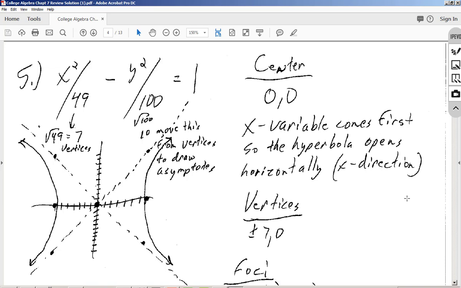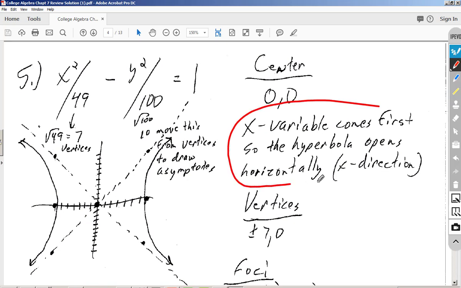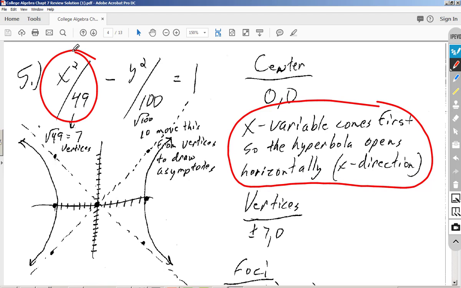So whichever variable comes first, that's the direction that the hyperbola is going to be opening in. So in this case, the x variable comes first. So that means the hyperbola is going to be opening horizontally. In other words, it's going to be opening in the x direction. So it basically follows the exact same rules as your ellipse. So notice the center. There's no shift happening here, so that's why it's at 0, 0.